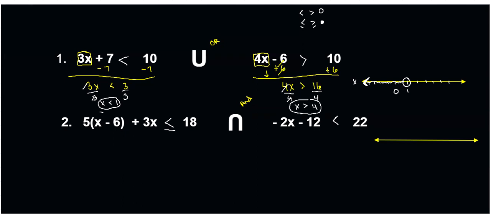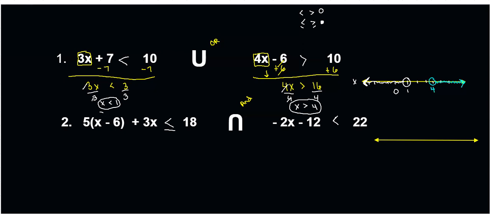So now we're going to graph that. We use a different color. So at 4, 1, 2, 3, here's 4. And it's saying x is anything greater than 4. It's not including 4, so we have an open circle. And anything greater than that will work in that inequality. So there's your solution. So the U, or the OR, means that you graph everything that'll work in either equation, or inequality. It doesn't have to work in both of them.